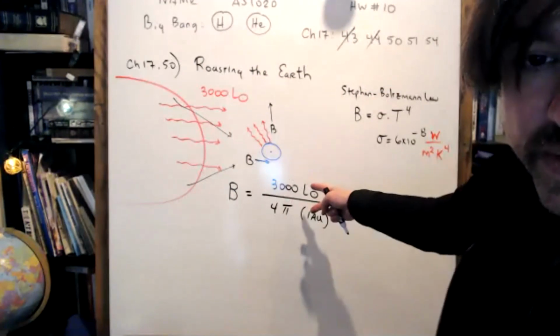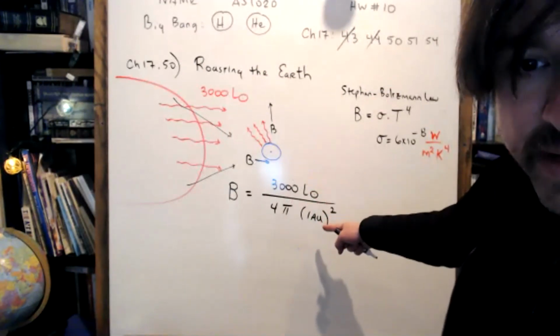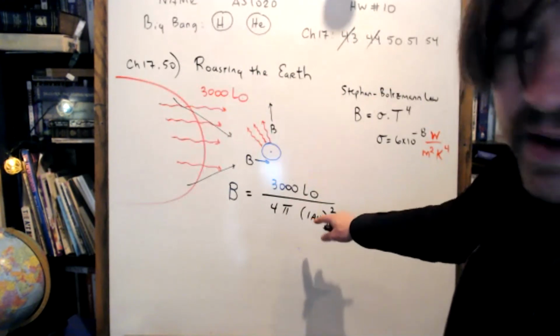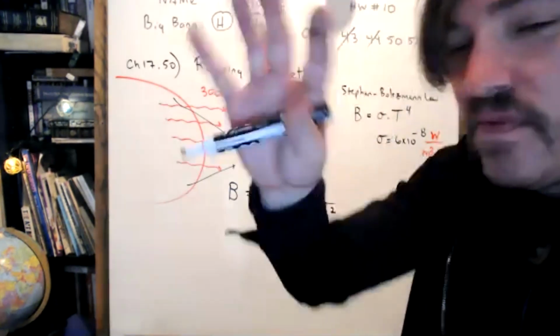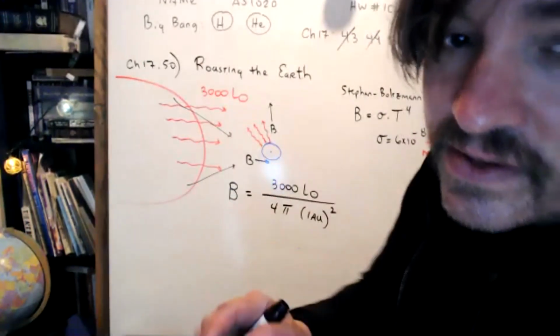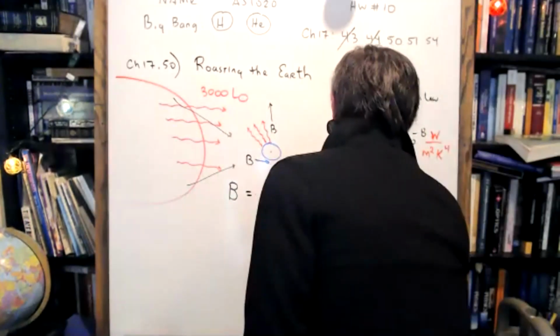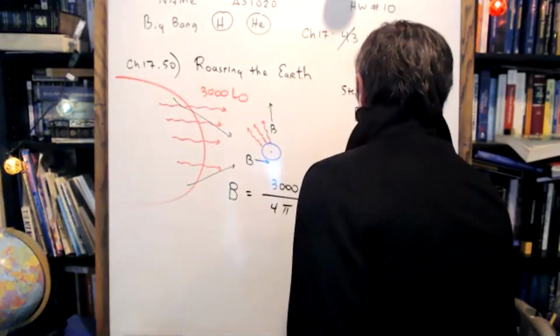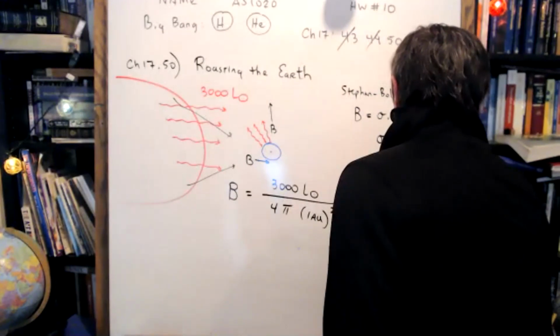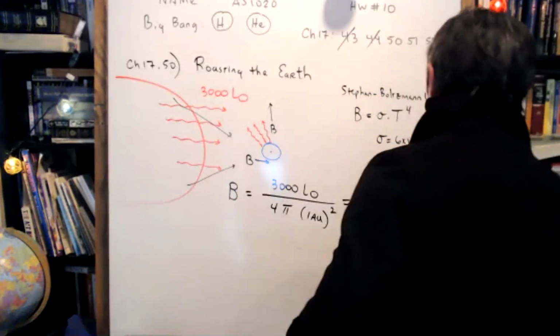I can't use these units. I need watts per square meter. Do you remember what 1 AU is in meters? 150 million kilometers. So 150 billion meters then. All right. Now the luminosity of the sun is 4 times 10 to the 26 watts.